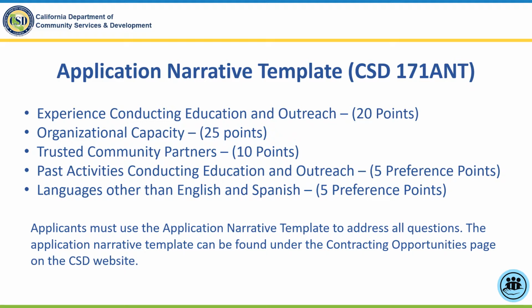The application narrative template includes the following sections: experience conducting education and outreach, valued at 20 points, organizational capacity, valued at 25 points, trusted community partners, valued at 10 points, past activities conducting education and outreach, valued at 5 preference points, and languages other than English and Spanish, also valued at 5 preference points. Next, we will be discussing each section of the application narrative template.